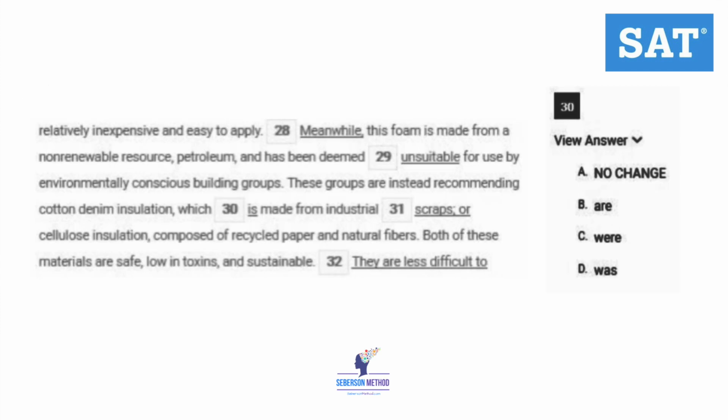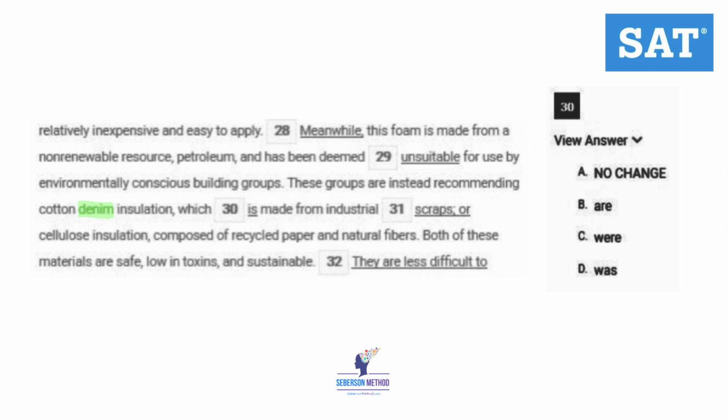One last example for you guys. This is actually from the recent SAT. These groups are instead recommending cotton denim insulation, which is made from industrial scraps, which was made from industrial scraps, which were made. Well, let's begin the subject-verb agreement process first. What is your subject? What is made from industrial scraps? Denim. Denim is a singular noun. How do you know? Try to replace it with a pronoun. It. It is made or was made.